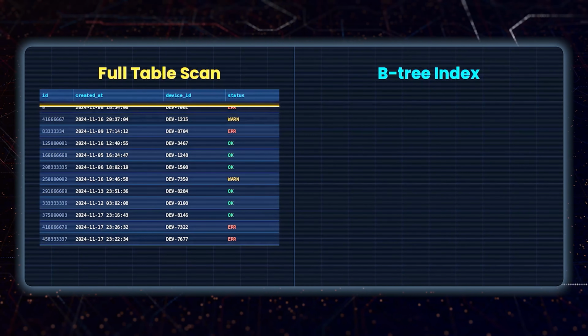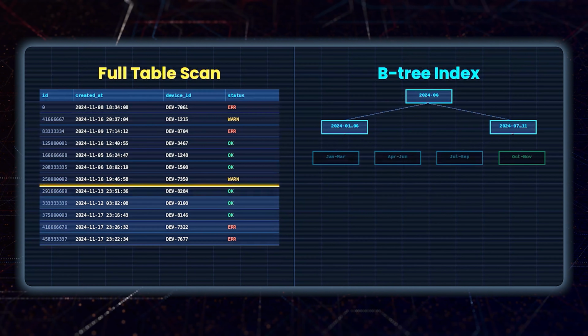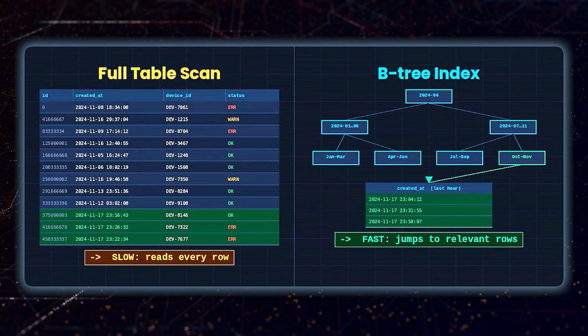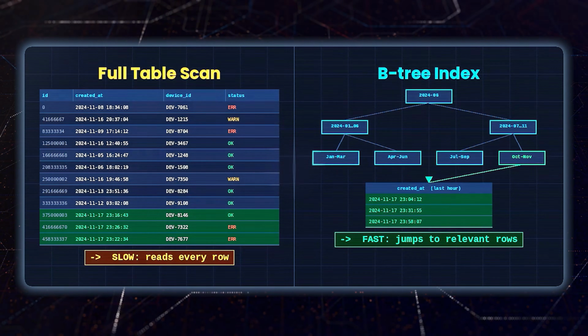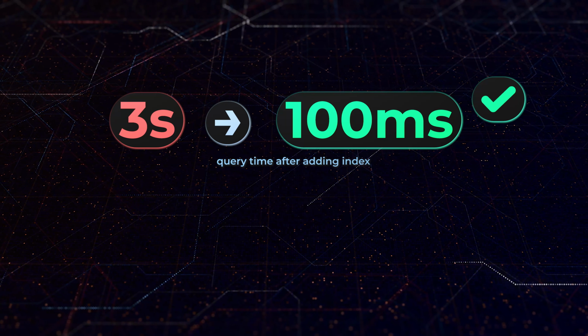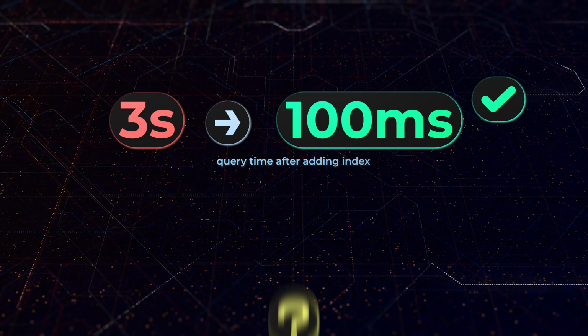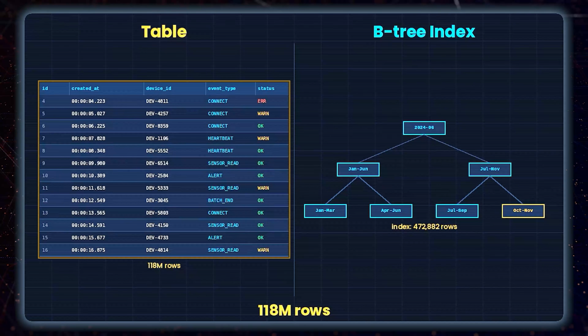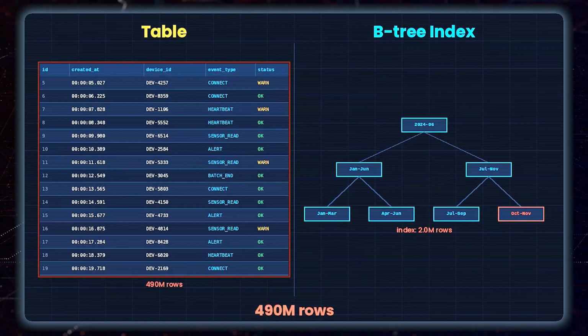Now this index helps. Postgres can now find the relevant rows way faster using the B-tree index instead of doing a full table scan. So your query may go from 3 seconds back down to 100 milliseconds simply because of the index. Well, you might think that solved the problem, but not quite, because your table is still growing, the index is growing with it.